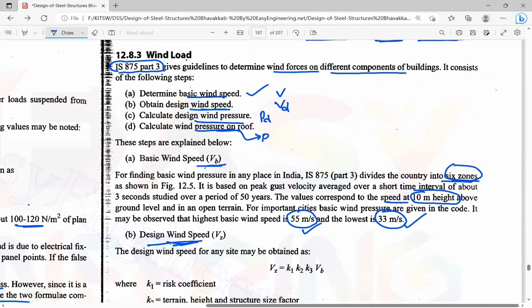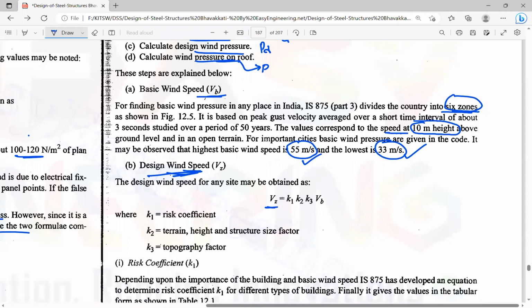Right? Now we will see the calculation of design wind speed. Design wind speed Vz is equal to K1, K2, K3 into Vb. Vb is the basic wind speed, and Vz is the design wind speed.